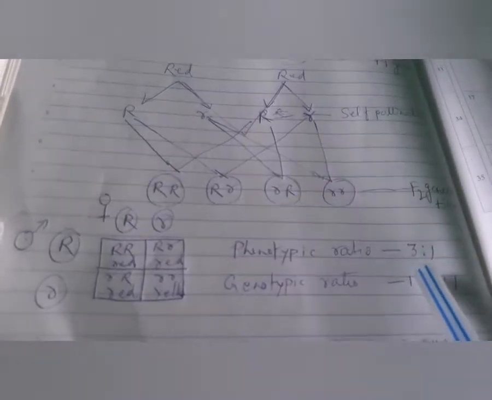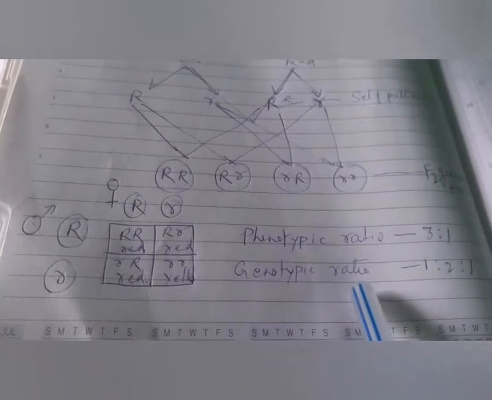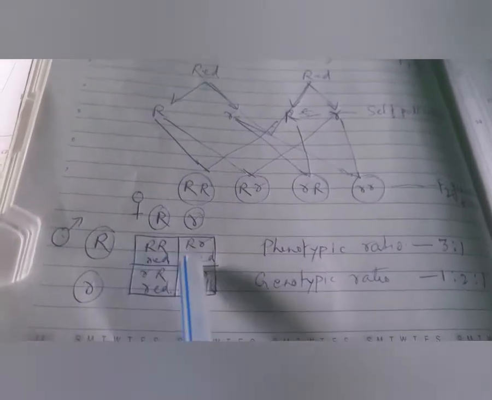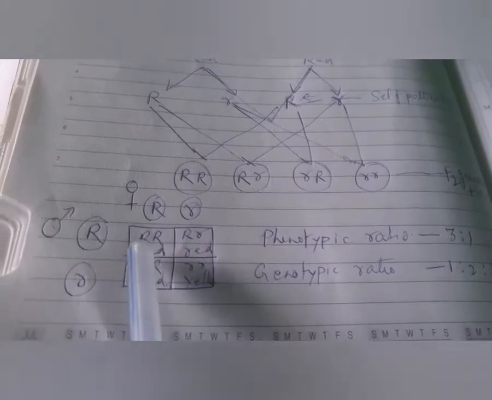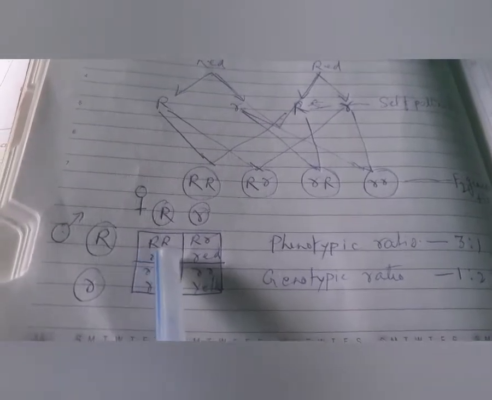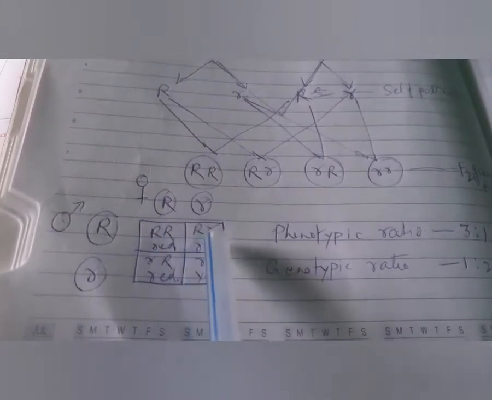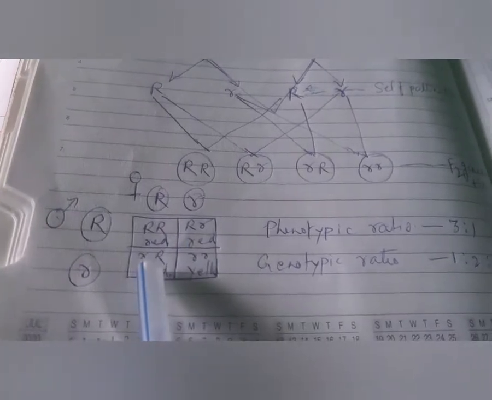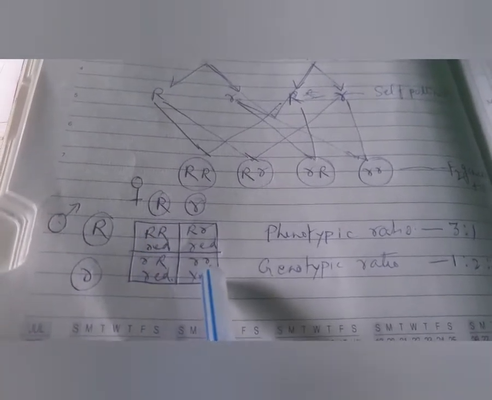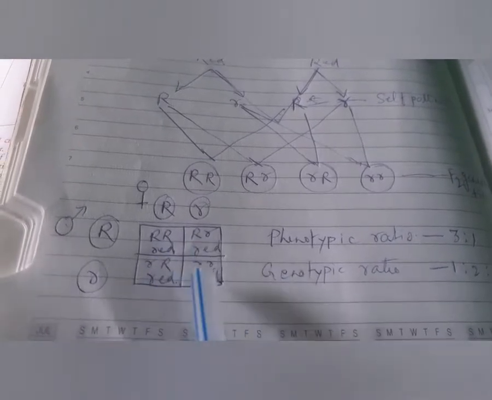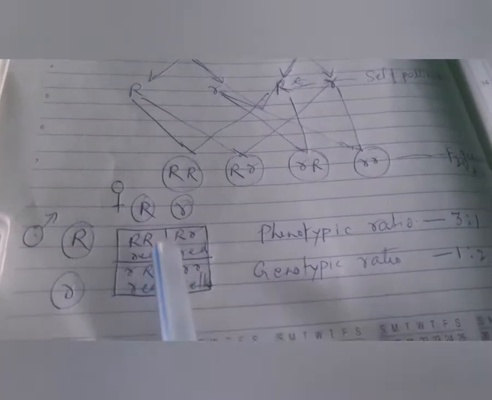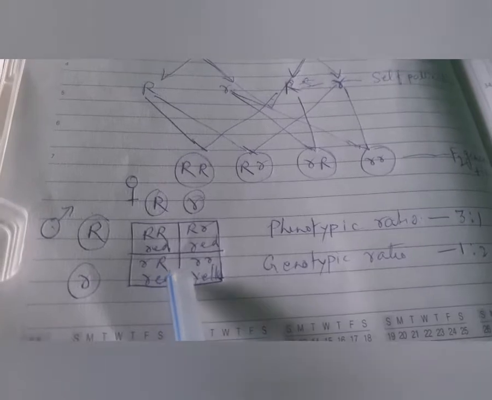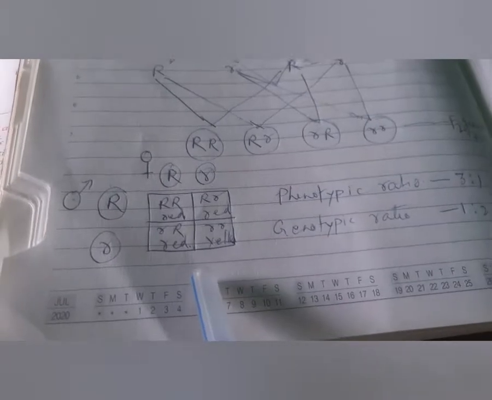The phenotypic ratio is 3:1 and the genotypic ratio is 1:2:1. That means in external appearance it is red in color, but internally, the genetic makeup is RR. So these two are similar, this is different and this is different. Okay, so it is 1:2:1. What is the law of independent assortment? It can be seen in the monohybrid cross.